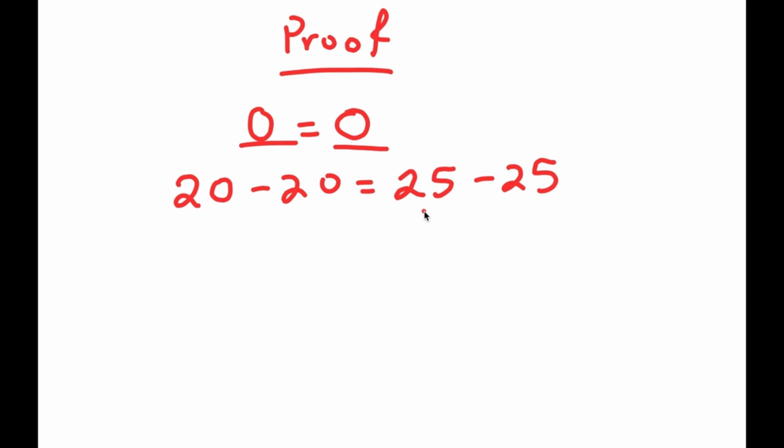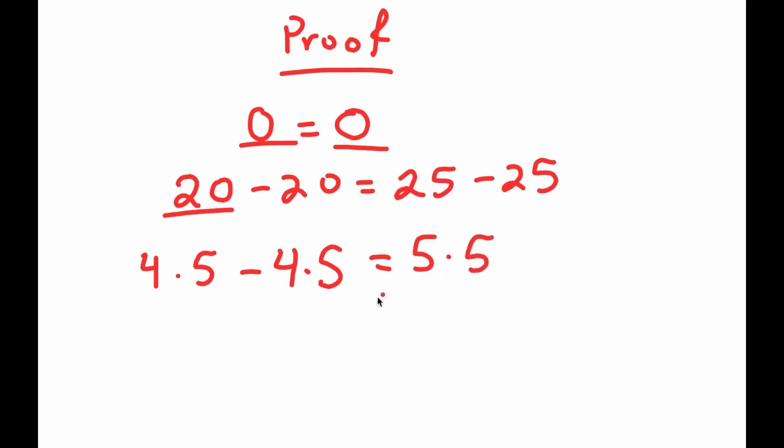Now from here, I'm going to rewrite 20 as 4 times 5. So now I get 4 times 5 minus 4 times 5 is equal to 25. I'm going to rewrite this as 5 times 5. So I get 4 times 5 minus 4 times 5 is equal to 5 times 5 minus 5 times 5.